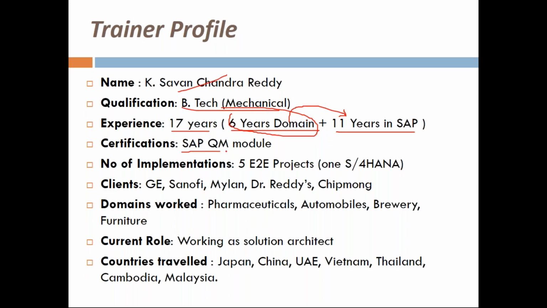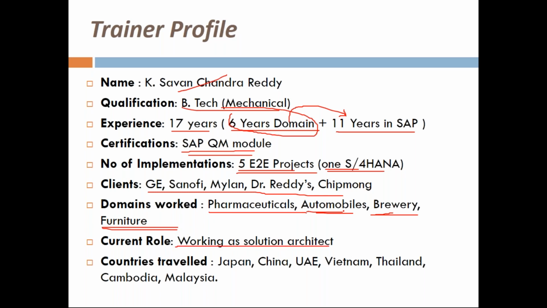I'm certified in the QM module, quality management module. So far I have completed 5 end-to-end implementation projects, including one S4HANA, for Fortune 500 organizations. These are the types of industries I worked for: pharmaceuticals, automobiles, brewery, and furniture industries. Currently I'm working as a solution architect in one of the leading IT organizations, and these are the countries I traveled to as part of my SAP career. This is my brief introduction.